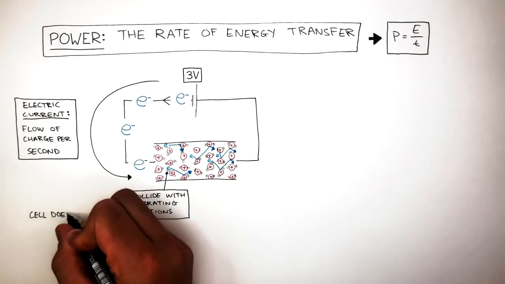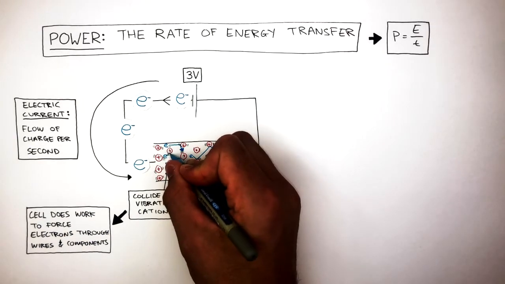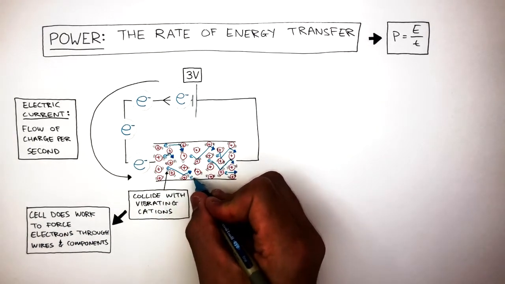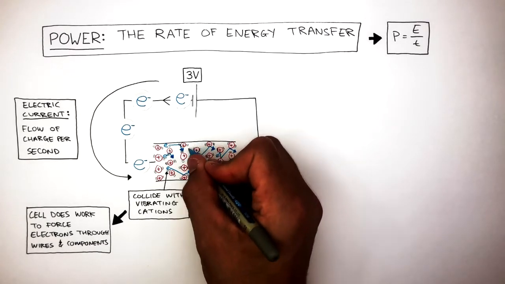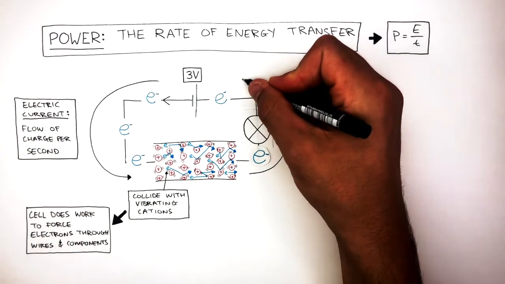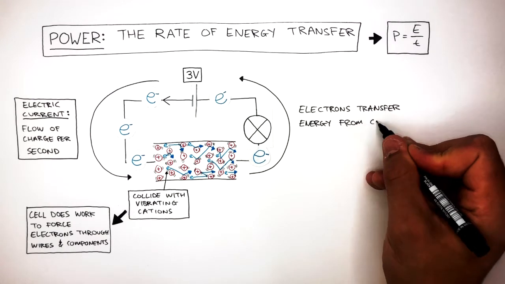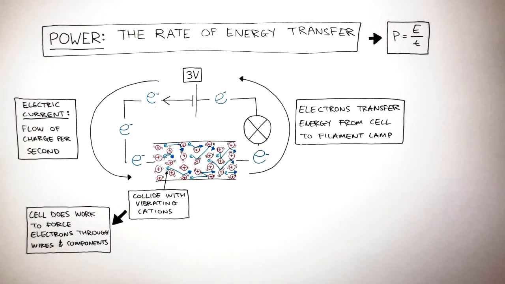Because of this, the cell does work to force the electrons through wires and components. As the cell does work to force these electrons through the metal wire, these electrons continue to collide with the vibrating metal ions. A filament lamp has been inserted into this simple series circuit, and the electric current then continues to flow around the circuit as the electric current flows through the filament lamp. The electrons transfer energy from the cell to the filament lamp as the current flows through the filament lamp.